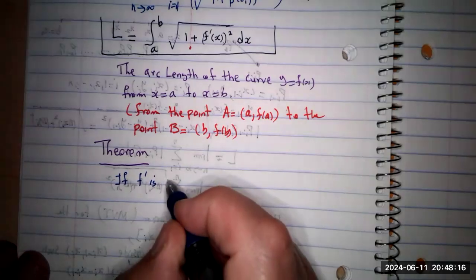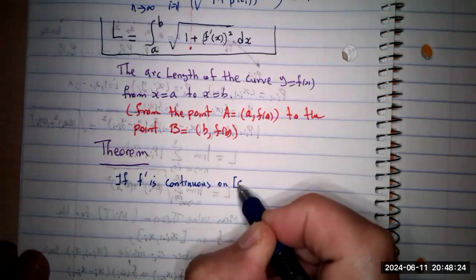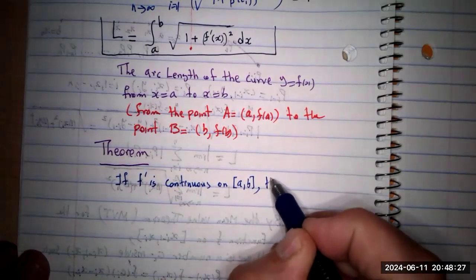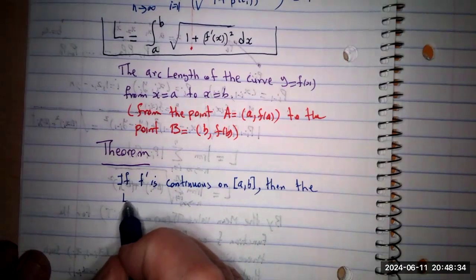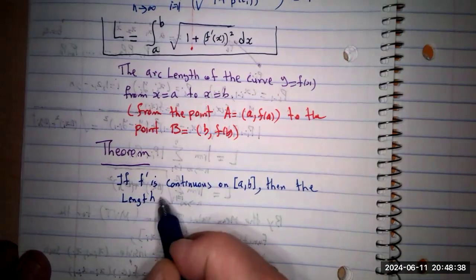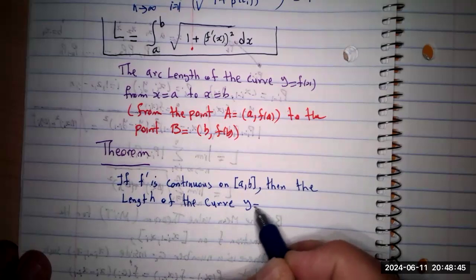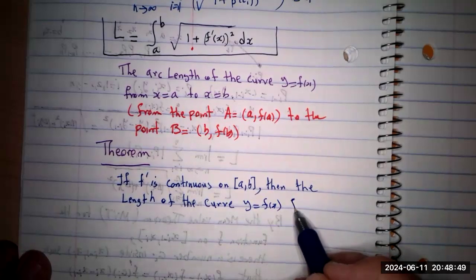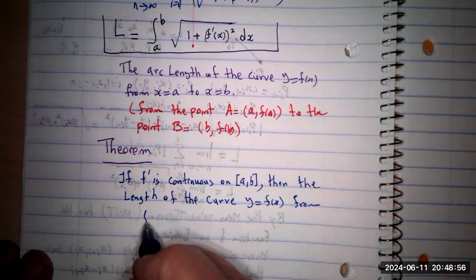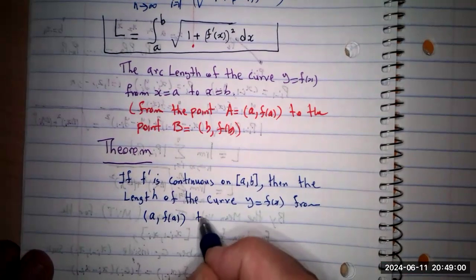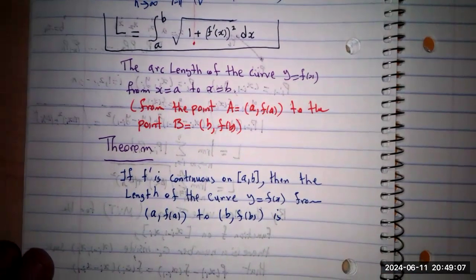So if f prime is continuous on the closed interval a comma b, then the length of the arc, the length of the curve of the graph y equal to f of x, from the point a, f of a, to the point b, f of b, is going to be the arc length.